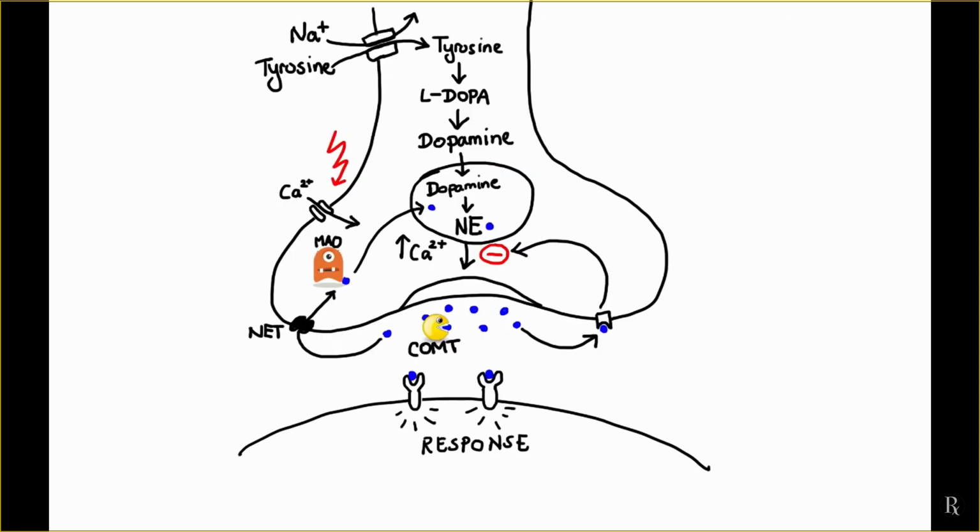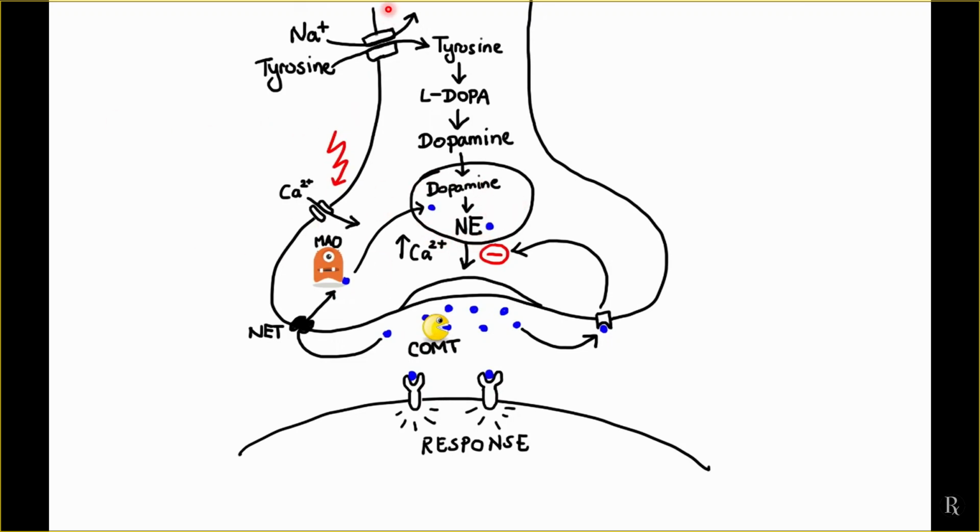And if we look at the sympathetic nerve ending, we can see that noradrenaline is synthesized in the nerve ending from tyrosine. Tyrosine is converted to dihydroxyphenylalanine or L-DOPA, then to dopamine, and dopamine is further converted to norepinephrine in the vesicles.